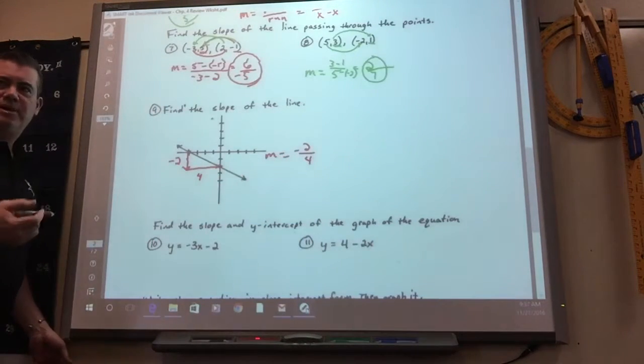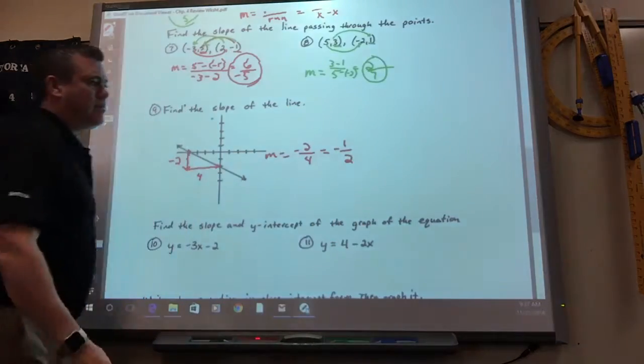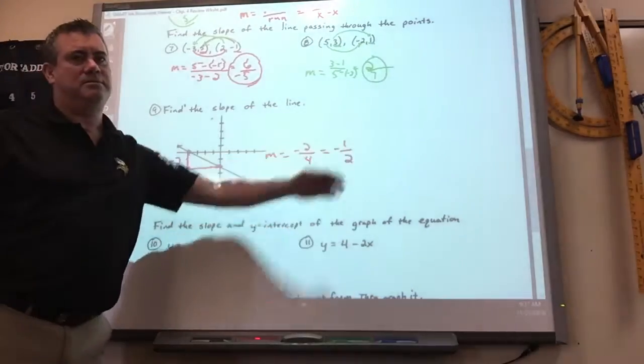You don't need to simplify, but you can. You could write it as negative 1/2. Either one of them would be correct.